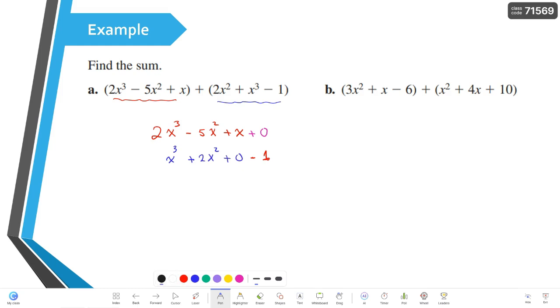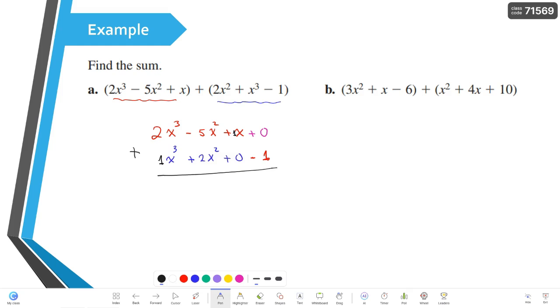The next step is to find the sum of any two terms that have the same degree, the same exponent, together. But we need to remember that if we have any variable without any number before it, without any coefficient, that means our coefficient is a hidden coefficient, which is 1. So we can write 1 here to remember that we have 1 here, and we can write 1 here to remember that we have 1 over there.